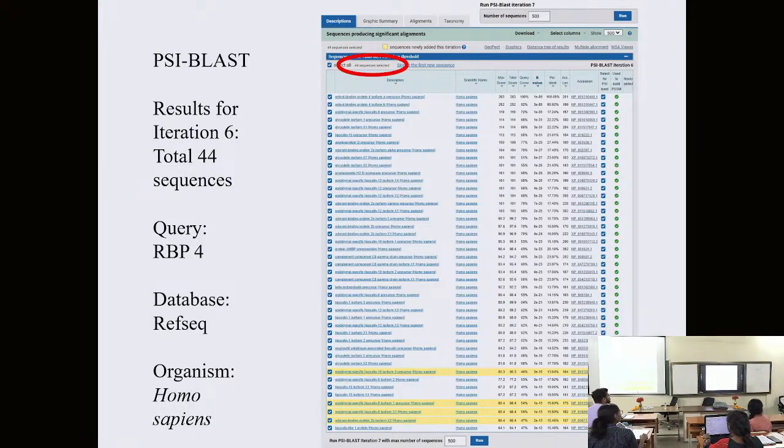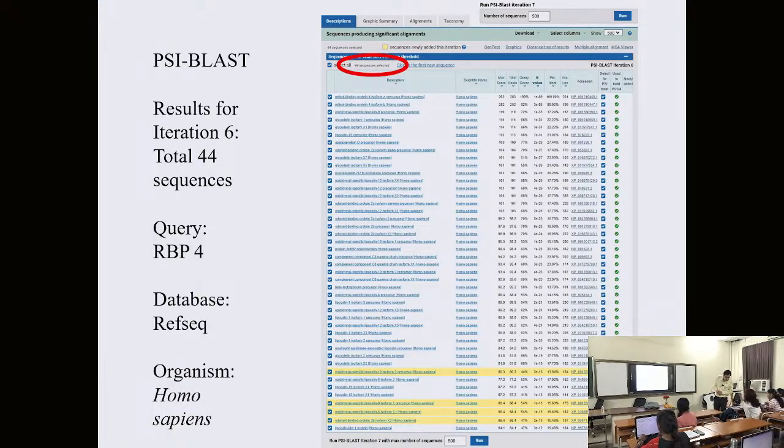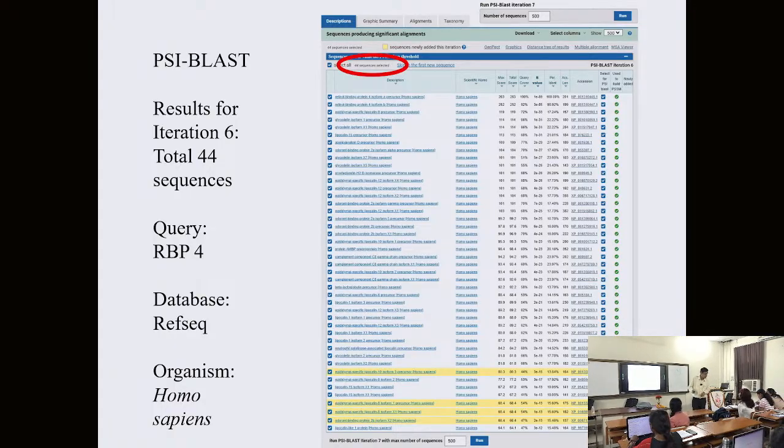Which one? What? Oh, what is changing? Oh, the matrix is changing.